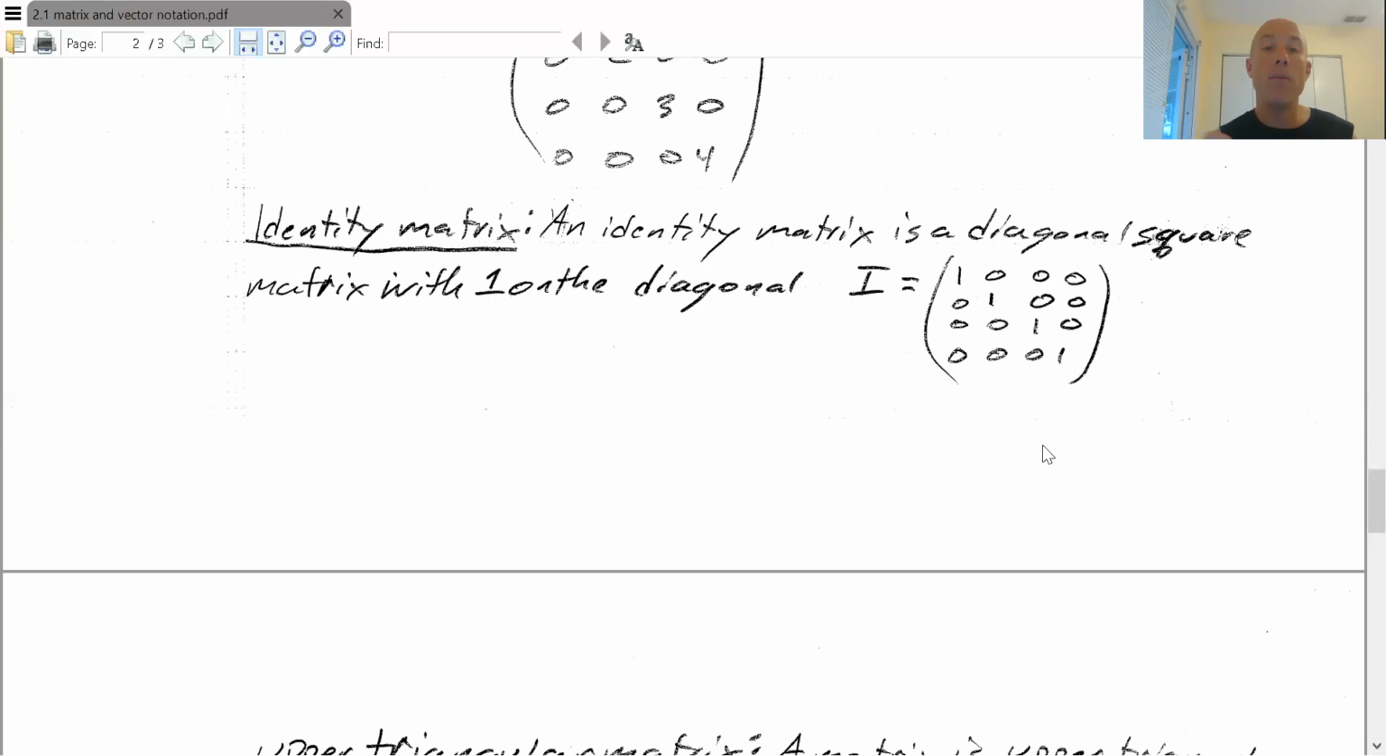Now the identity matrix has a special property that when I take a matrix and I multiply by an identity matrix, I get the original matrix back. All right, so think about multiplying by the number 1. If I take a number, multiply by 1, I get the original number back. The identity matrix has the same property with matrix multiplication.